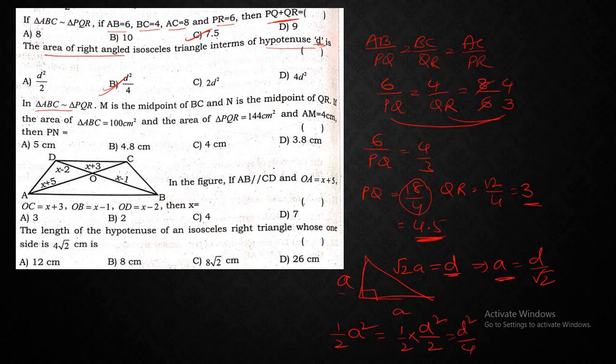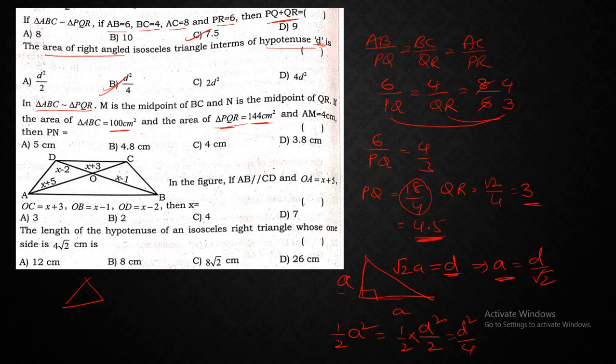Next, if triangle ABC is similar to triangle PQR, M is the midpoint of BC and N is the midpoint of QR. The area of triangle ABC is 100 centimeter square. Area of PQR is 144 centimeter square and AM is equal to 4 centimeters. Then what is the value of PN? So what has he given?